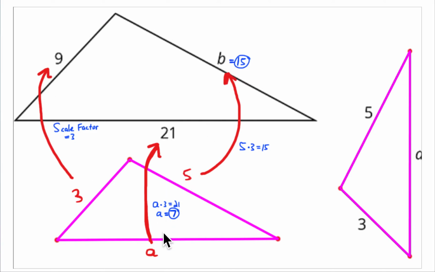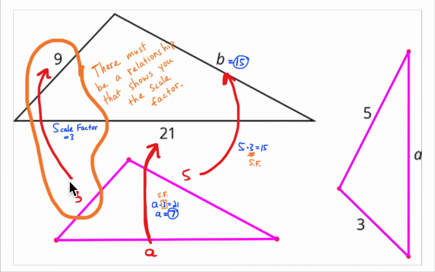There always has to be a key to solving a problem like this. There has to be one pair of these corresponding lengths that reveals what the scale factor is. And that is right here. So 3 times 3 is equal to 9. So that tells you that the scale factor is 3. So then A times 3 is going to equal 21. So what is A? A times 3 equals 21, so A is going to equal 7.